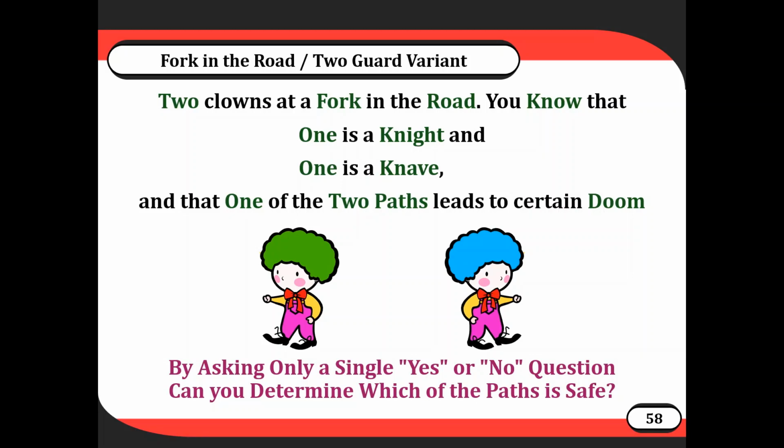So we have a fork in the road and two guards. And these guards are clowns for some reason. So we know that one is a knight and one is a knave. So we have a little bit of information to start with. And they are guarding two paths. And one of the two paths leads to certain doom, and the other one leads to wherever we're trying to go. So we want to ask a single yes or no question and determine which of the paths is safe. So how are we going to do this, and what question should we ask?